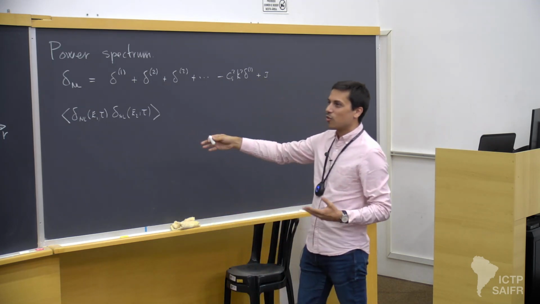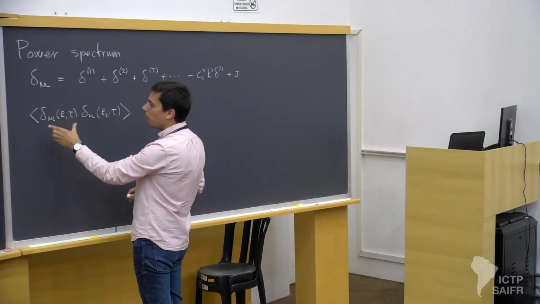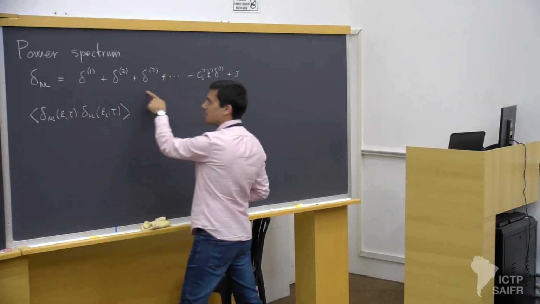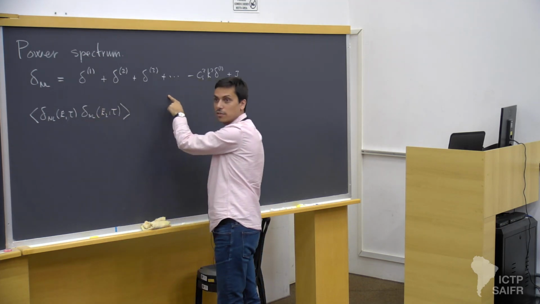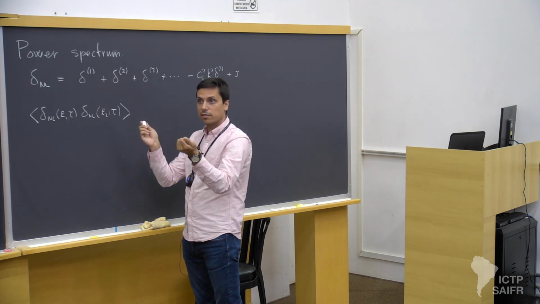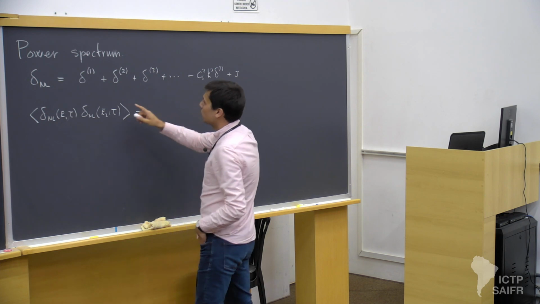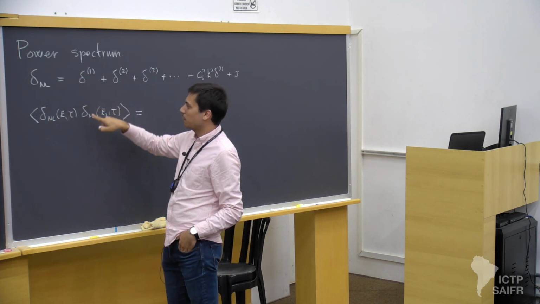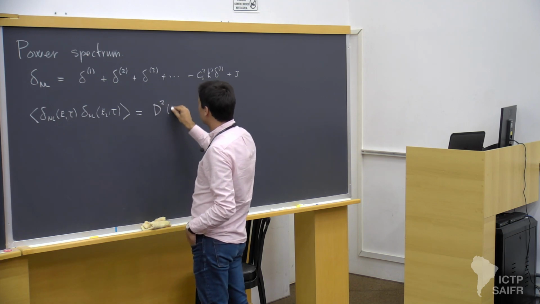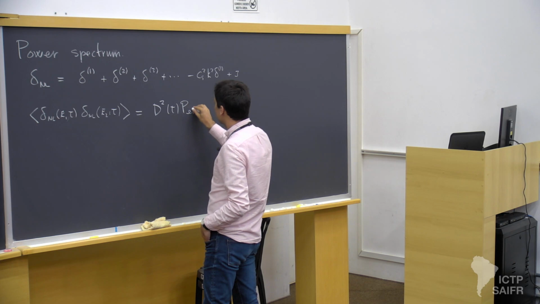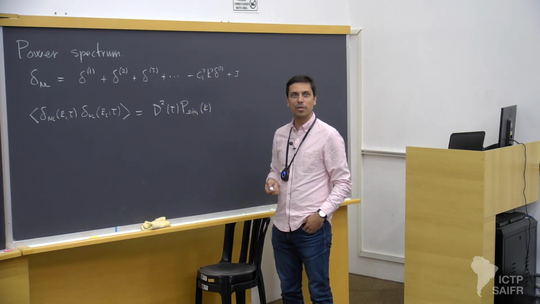So let's see what kind of things do we get here. So now, to calculate this quantity, we have to plug here the full perturbative expansion, and we have to plug also here the full perturbative expansion, and calculate all possible cross products. Okay, very simple. So, for example, we are going to have terms which are delta 1 multiplying delta 1 from here, and this is nothing but just D squared of tau times P linear of k. Is this clear to everybody? Do you immediately see it?